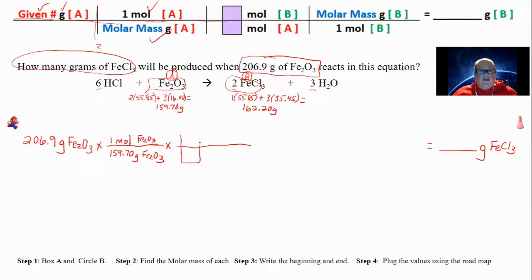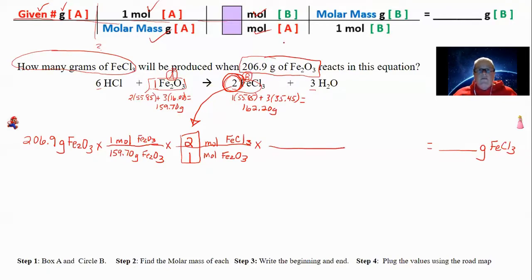All right, so I got this first conversion factor done. The next conversion factor, I like to put the box in there. I have moles of A on the bottom. A is Fe2O3. And I have moles of B on the top, which is FeCl3. And here, I'm going to get these numbers from the balanced equation. So I have a 2 in front of my FeCl3, so I put a 2 there, and this is a 1. All right, so I have my mole to mole ratio step done.